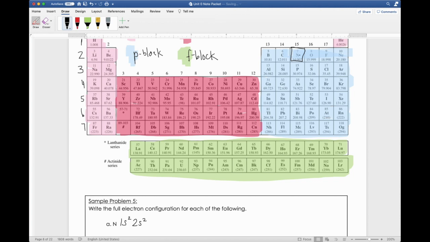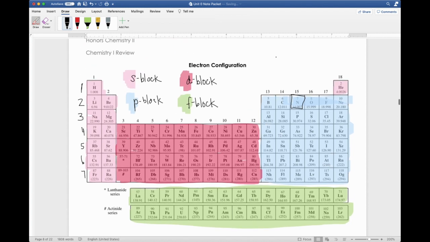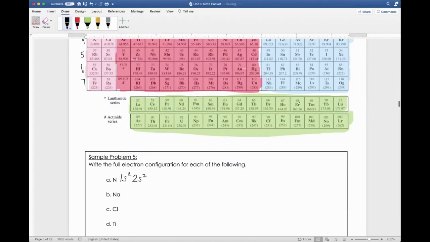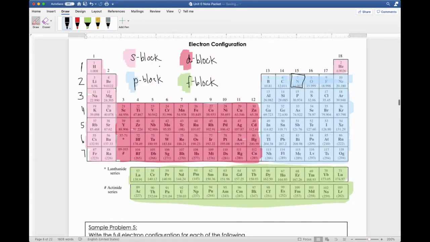Now I'm still not at nitrogen yet, so I have to continue. Because I'm still in the second period, this is still 2p. So it's still 2, but now I'm in the p block, and I have to pass through 1, 2, 3 elements to get to nitrogen. So this electron configuration would end with 2p3, just like that. So 1s2, 2s2, 2p3. Let's just go ahead and look at this so we could see it.